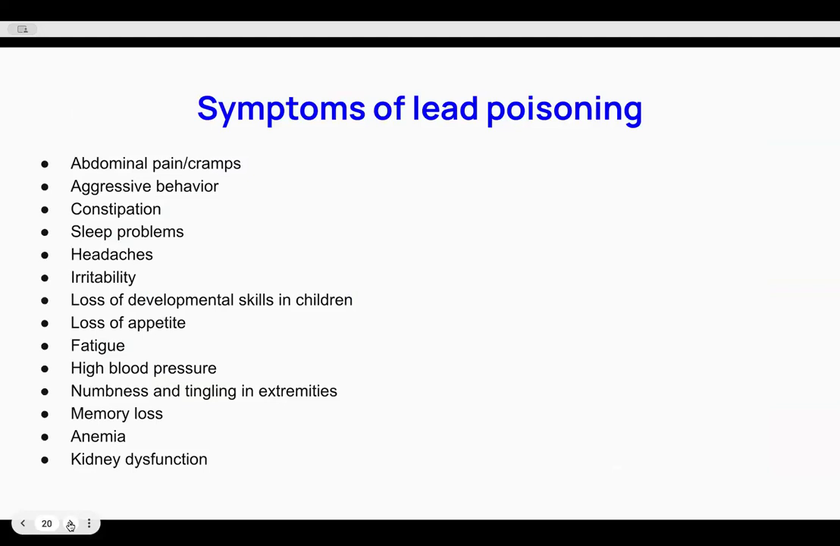These are some symptoms of lead poisoning. Patients will often appear this way, though this doesn't happen to everybody. Keep in mind, these are generalized symptoms: abdominal pain and cramps, aggressive behavior, constipation. They may have sleep problems, headaches or irritability, loss of developmental skills. These are children that have already accomplished some developmental milestones that all of a sudden have a loss. Also loss of appetite, fatigue, high blood pressure. They may experience numbness and tingling in their extremities. They may present with memory loss, anemia, or kidney dysfunction.